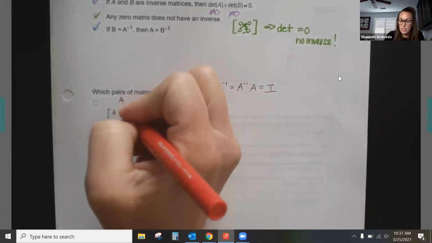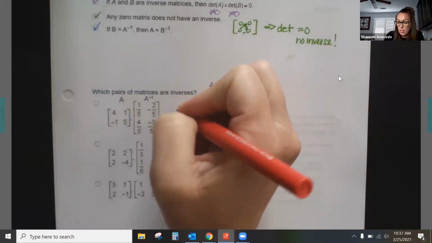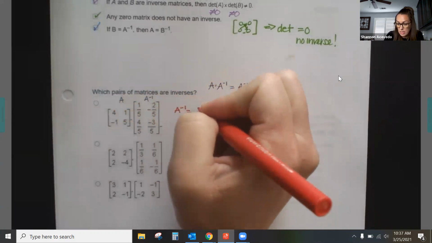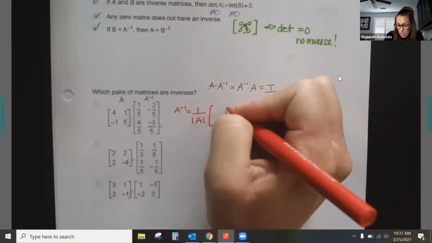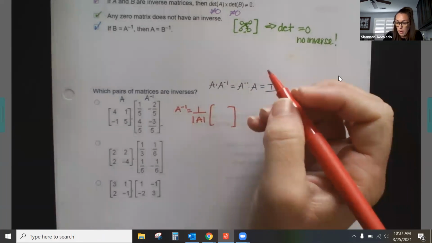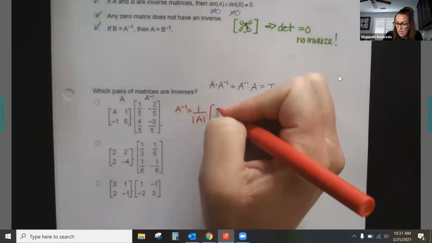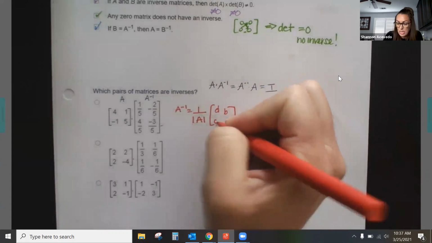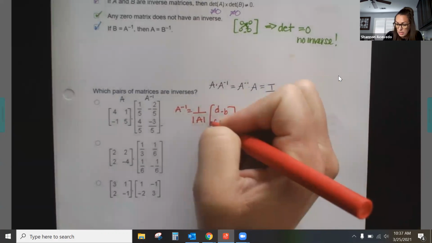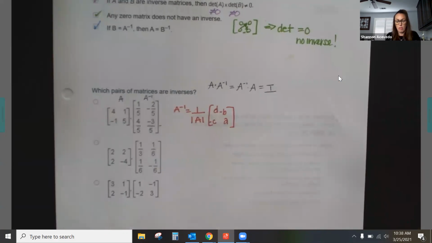So I'm going to solve for the inverse of A. First thing I need to do, remember that the inverse of A is 1 over the determinant of A. And you remember this from yesterday, where my A and my D switch spots. My B and my C stayed in the same spot, but they took the opposite signs. You remember that? So this is a review from yesterday, finding the inverse.